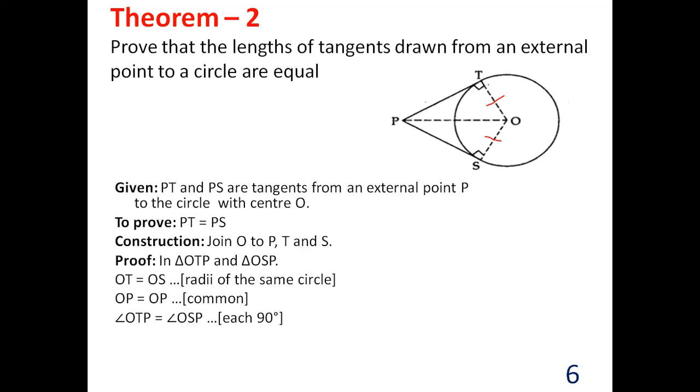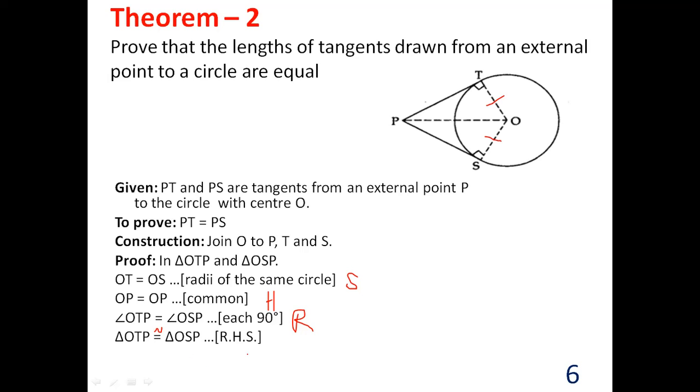Why right angles? Because a tangent is perpendicular to the radius through the point of contact. At T, PT is perpendicular to OT. At S, PS is perpendicular to OS because OS is the radius. So each is equal to 90 degrees. This is a right angle, and the side opposite to the right angle is called hypotenuse. This is hypotenuse OP, and this is a side. So by RHS congruence criterion, these two triangles are congruent to each other. OTP is congruent to OSP.